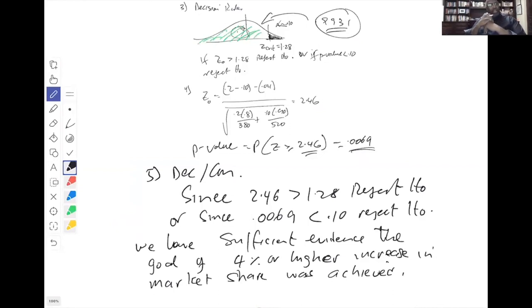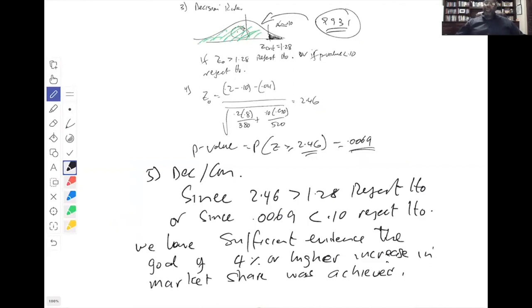Can we be wrong? Yes. What kind of error? Type 1, because we rejected the null hypothesis. What is our risk of type 1 error? 0.0069, because that is the observed risk. If we accept this hypothesis, the chance of being wrong is 0.0069. Still a chance, but it's very small. So therefore, we can afford to gamble.